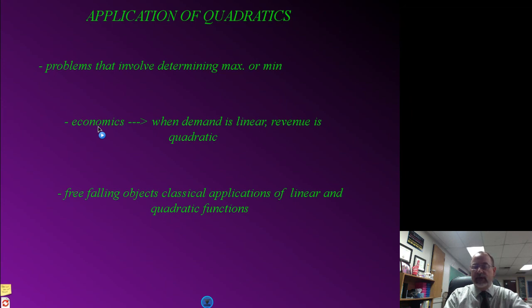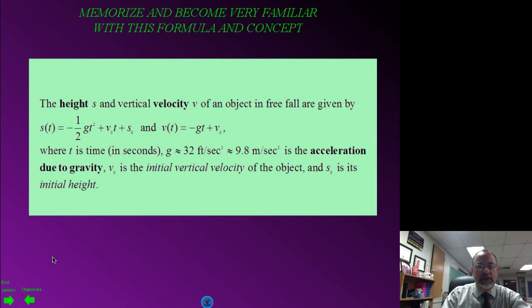Free-falling objects are classical applications of linear and quadratic functions. This formula here is very familiar to those of you who had physics, and it's something you're going to need to memorize and just be able to work with. The speed of an object can be calculated by this formula right here, and the velocity of the object can be calculated by this formula right here.